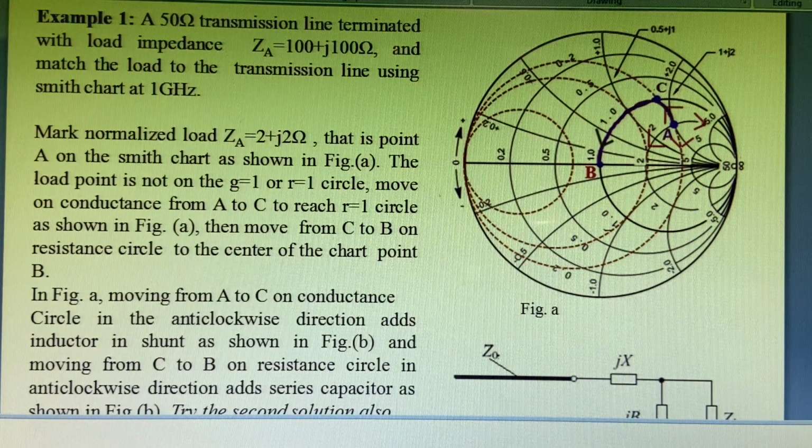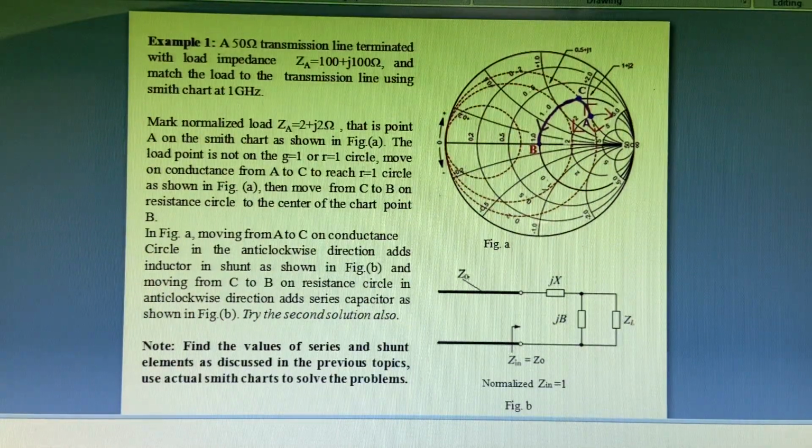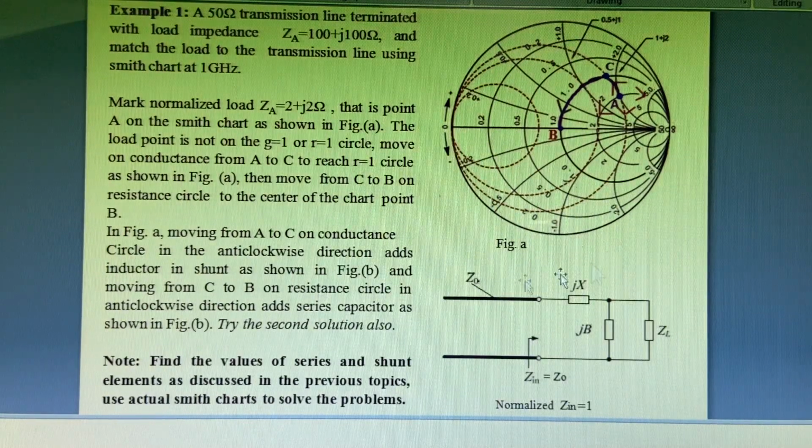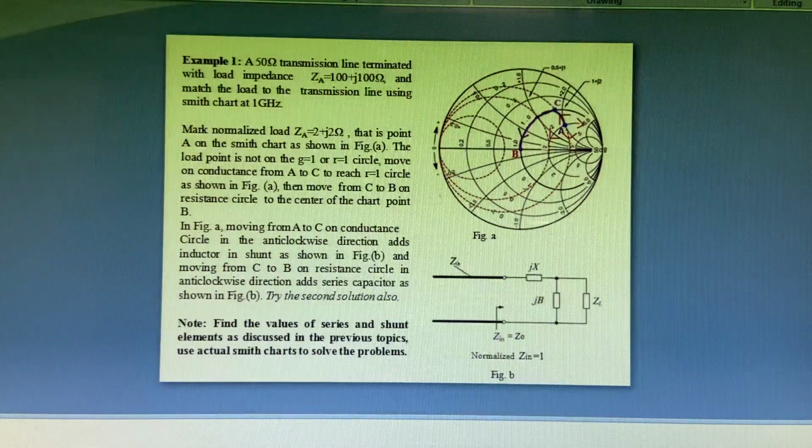So like this, we can have impedance matching for any load over the Smith chart using an L matching network. And the values you can find using shunt and series elements as discussed in the previous topics. And we have to use the actual Smith charts to solve the problems.